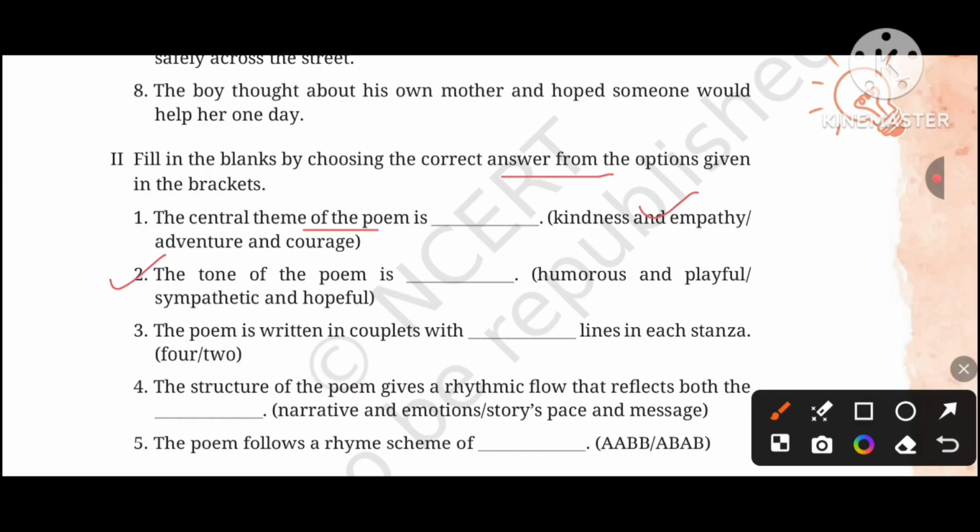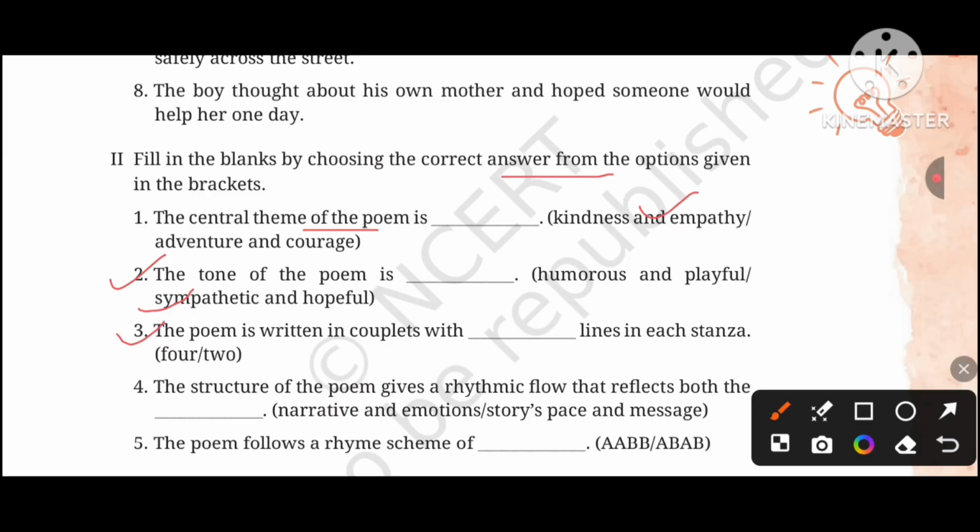Next, the tone of the poem is humorous and playful. There is nothing humorous in this poem. Sympathetic and hopeful. Yes, this will be the correct option. The poem shows the boy's sympathy towards the old woman, but it ends with hope because of the boy's act.